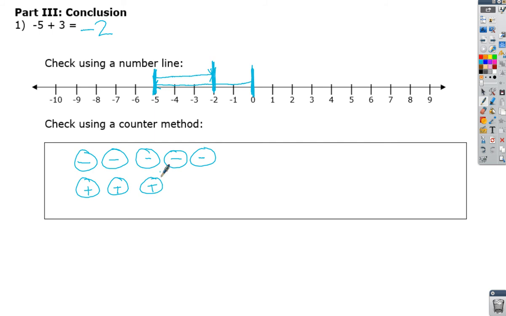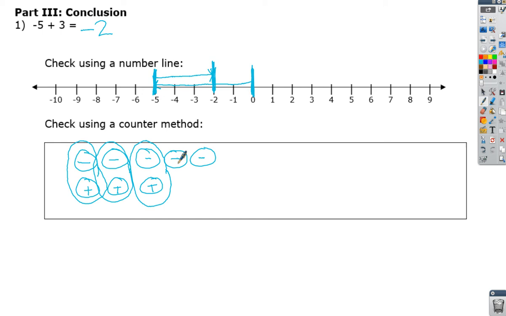So when we have positives and negatives, we can cancel them out and make 0 pairs. And if you notice, a 0 pair means nothing. When you have a big circle around these, they mean nothing, like the number 0. So we'll circle all of those pluses and minuses that match up. Whatever we're left with is our answer.